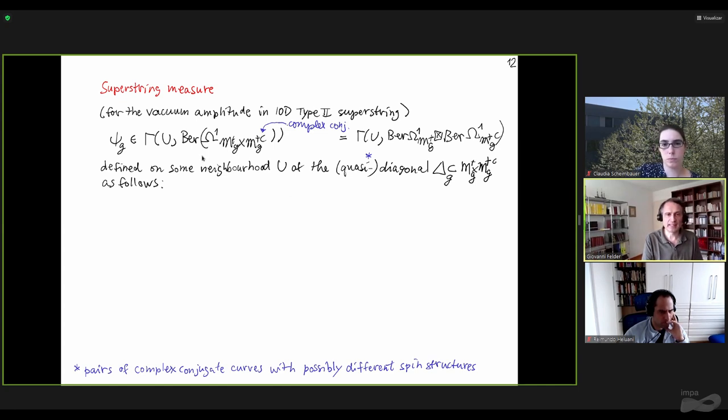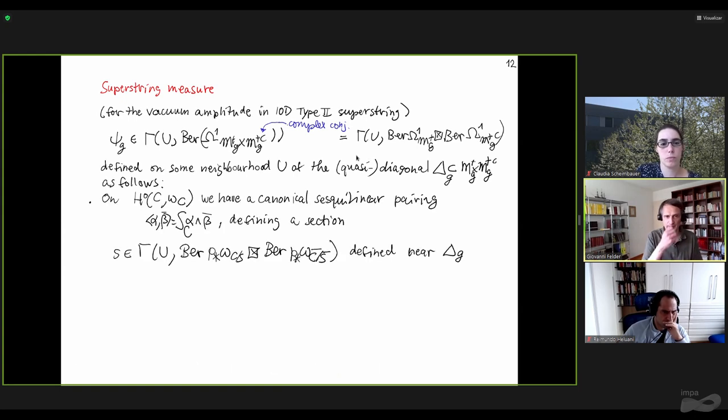Anyway, so this is what we are after. So we kind of double the thing. We have left movers and right movers. But we are in the neighborhood of the diagonal. And now the next observation is that on this π star of ω_C, these abelian differentials or sections of the canonical bundle, we have a canonical pairing, a sesquilinear pairing, so holomorphic, anti-holomorphic in the arguments, which is the analog of just integrating a differential form over the curve.